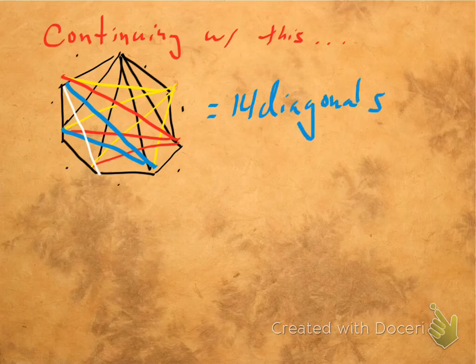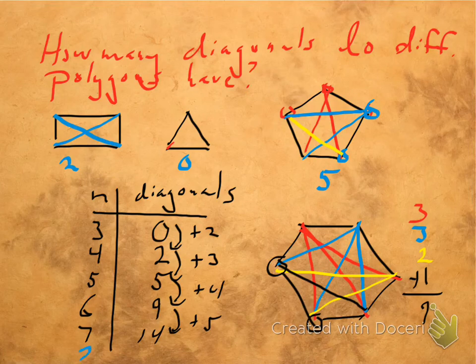Okay, and so extending that pattern that we saw, the original question in your textbook is how many diagonals does an octagon have? So I think the next step is going to be to add 6, so it should be 20 diagonals.